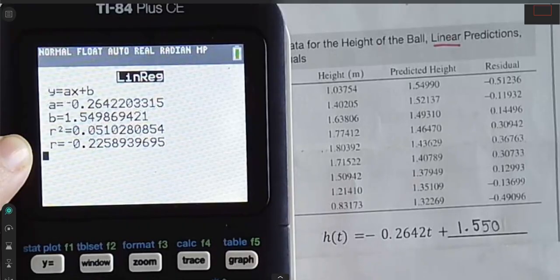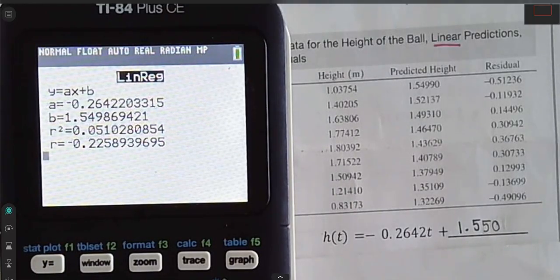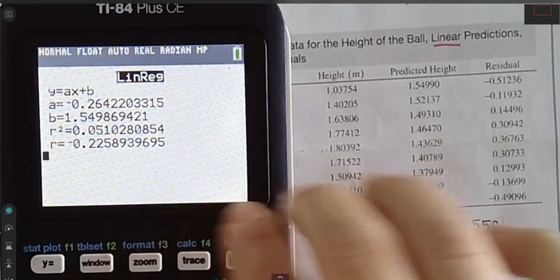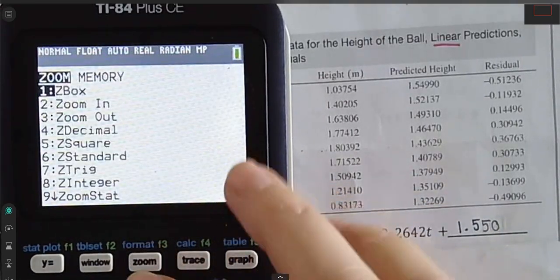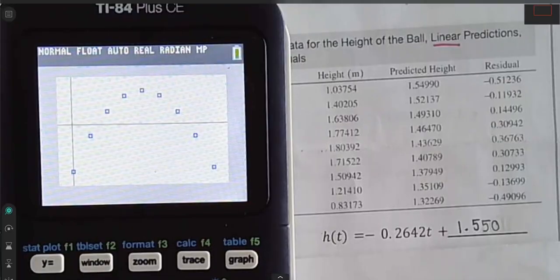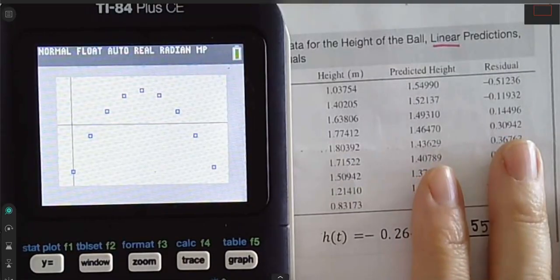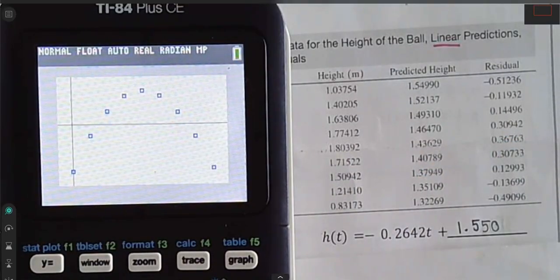Hit zoom 9. All right. So now you hit graph, zoom 9, and you get what looks like a parabola. This is a definite pattern. So the linear model is not a good model for this data. It does not give a shotgun look. It does not give a random spread. It gives us a parabola.